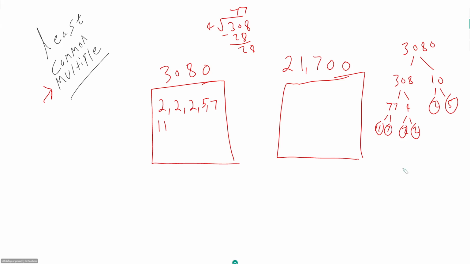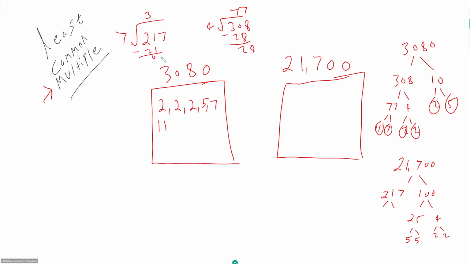What about 21,700? So that's 217 times 100. This is 25 times 4. There's 2 2s and 2 5s. What about 217? Is that prime? I don't think we can use any of our divisibility rules. It's not divisible by 3. You might just have to guess. It's not going to be divisible by 5. What about 7? I think we have a winner. So 31 times 7. So 21700 can be written as 2 2s, 2 5s, a 7, and 31.